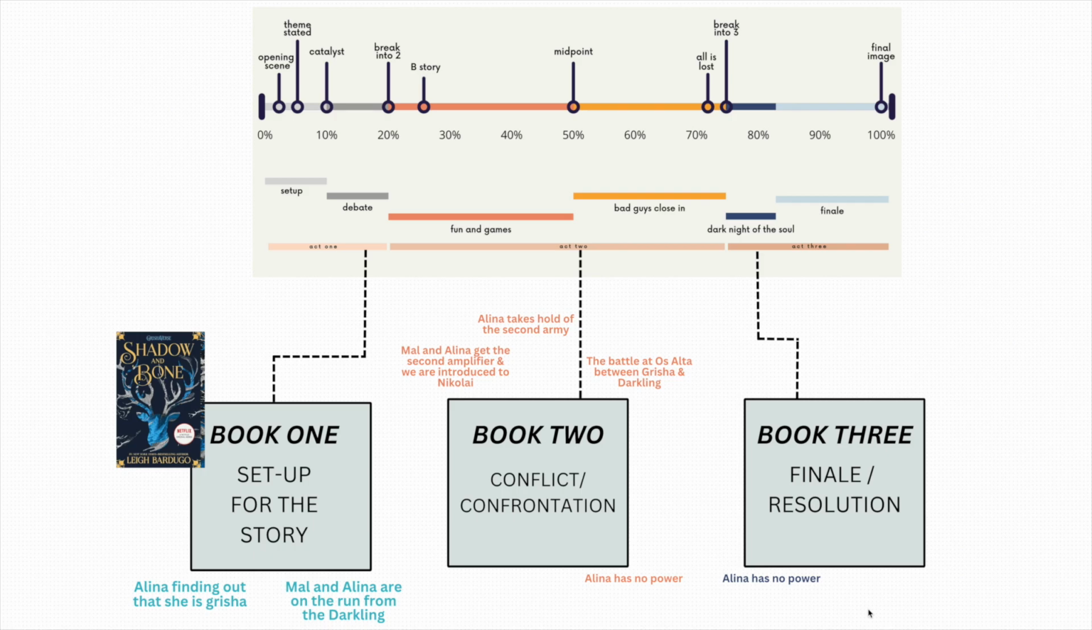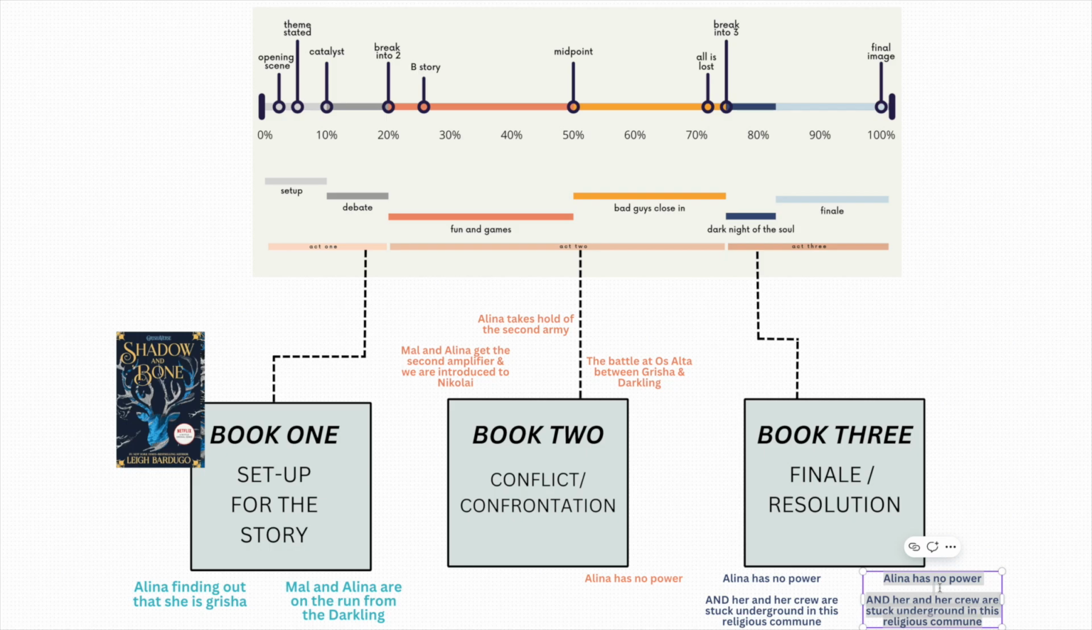Alina has no power. That is a big deal. It's a scary deal for her. She has no power, and not only that, her and her crew are stuck underground in this basically religious commune that they had to seek refuge in. But it's getting a little precarious, right? So that's how we start book 3 at the Dark Night of the Soul.